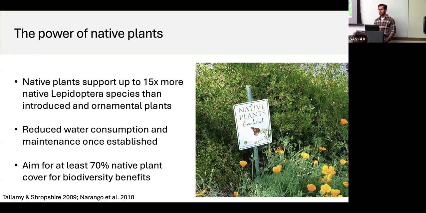And really, to see those biodiversity benefits, it's best to aim for about 70% native plant cover. So again, this doesn't mean that we only have to plant native plants. We can plant some of those ornamentals that you may like, but really to support insects in the best way possible, it's best to have at least 70% native plant cover.